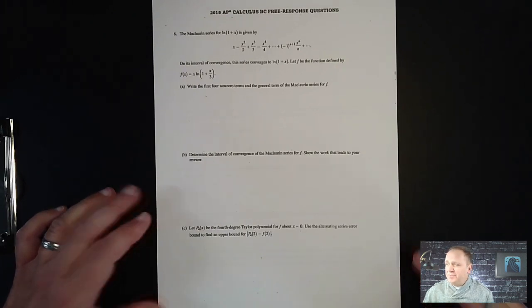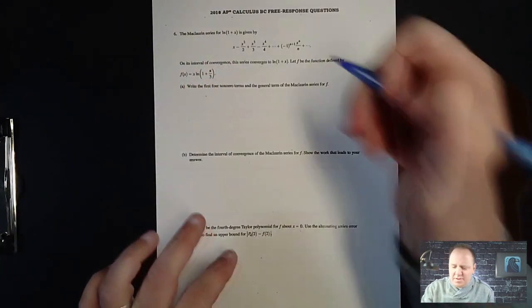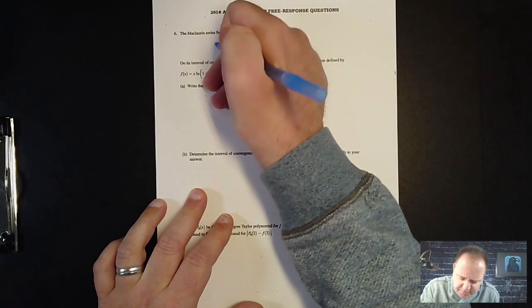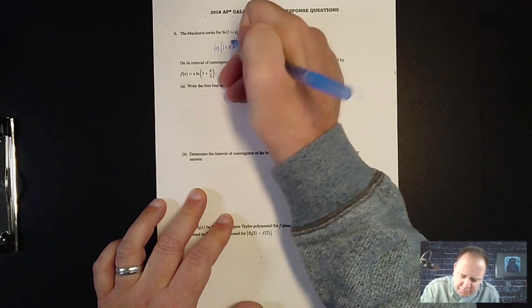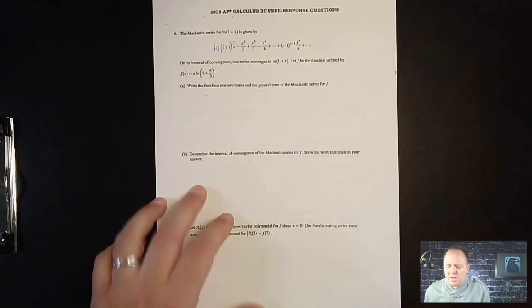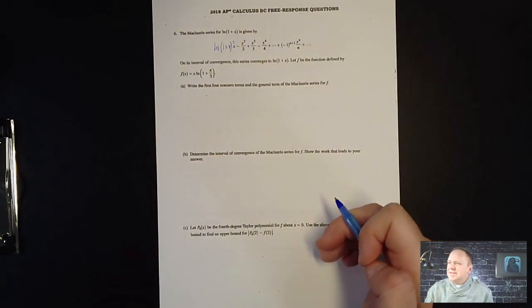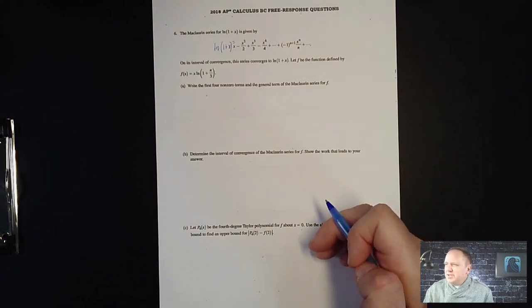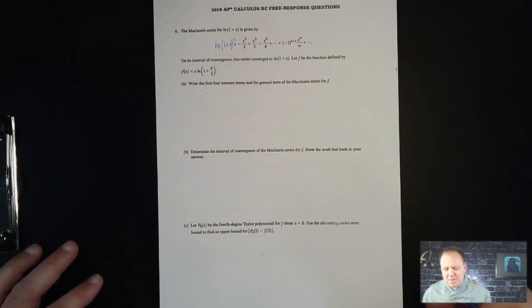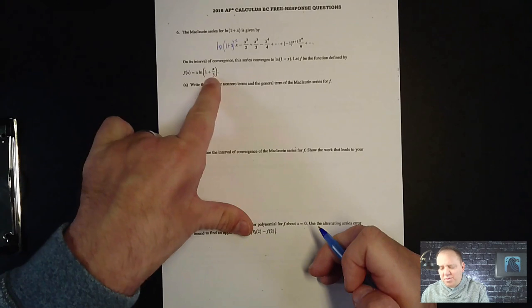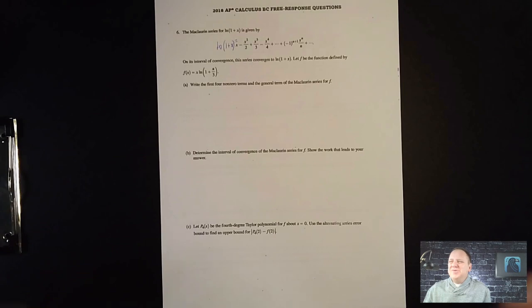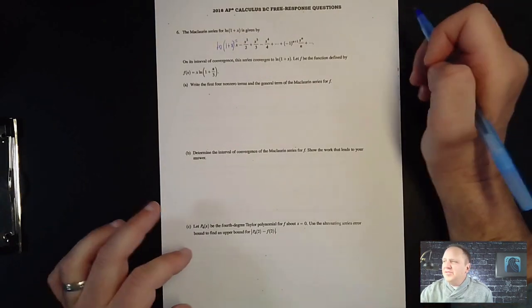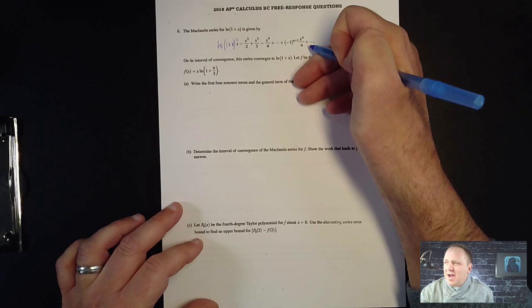Let's keep reviewing it. So they're giving me the Maclaurin series for the ln of 1 plus x. So that's what this series is. On its interval of convergence, this series converges to the ln of 1 plus x. Let f be the function defined by this. So they want to take x times the ln of 1 plus x over 3, so they want me to plug in x over 3 multiplied by x. They just want me to manipulate this given series for f.